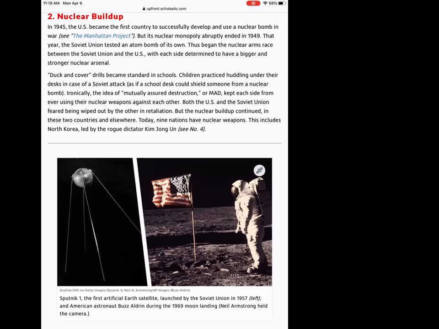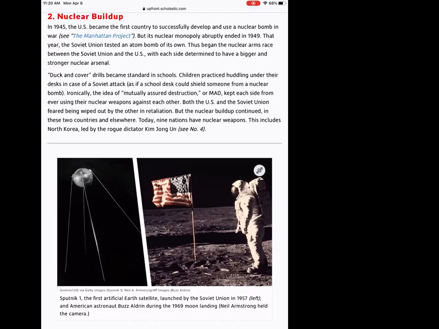Duck and cover drills became standard in schools. Children practiced huddling under their desks in case of a Soviet attack, as if a school desk could shield someone from a nuclear bomb. Ironically, the idea of mutually assured destruction, or MAD, kept each side from ever using their nuclear weapons against the other. Both the US and the Soviet Union feared being wiped out by the other in retaliation. Because of this, the nuclear buildup continued in these two countries and elsewhere.